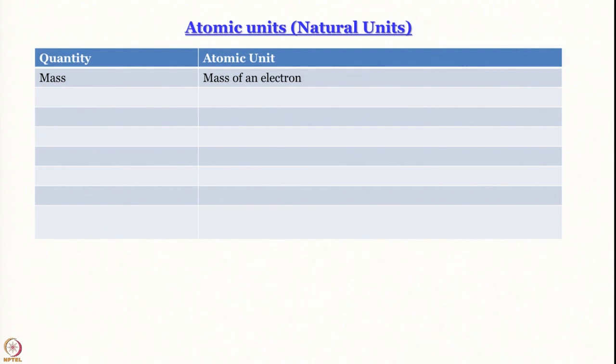What is the mass of an electron? I do not even remember, a very very small quantity in gram. So, that much of gram I say is one unit of mass, one atomic unit of mass. So, wherever mass is there in any expression, I will get one. So, the expression will become simple, but I must not forget that mass is actually there.